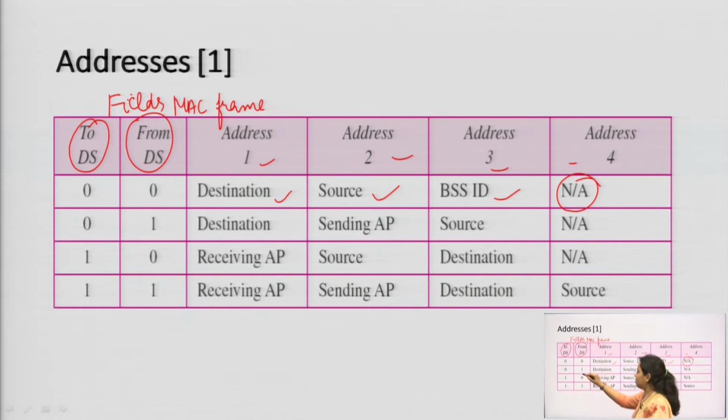Now, next is 01. In this case, this is the destination address, this is the sending AP, which means the sending access point, then this is the source, and this is again not applicable.